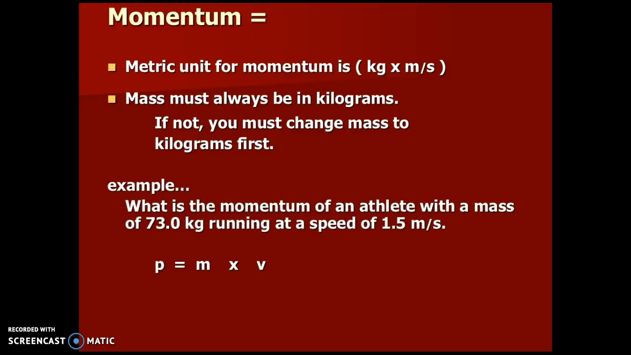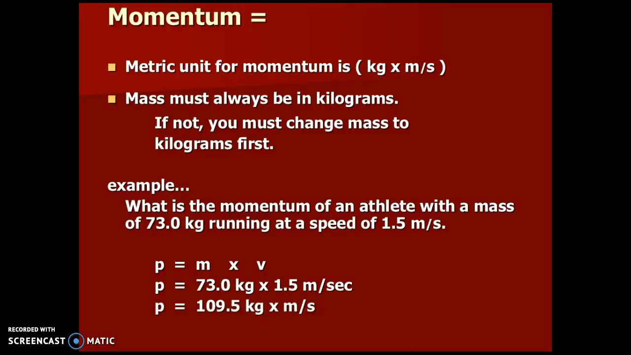So an example, what is the momentum of an athlete with a mass of 73 kilograms running at a speed of 1.5 meters per second? So you have P, which is momentum, equals M times V. You would take the mass of 73 kilograms and multiply it times 1.5 meters per second. 73 times 1.5 is going to give you 109.5 kilograms times meters per second for the momentum.